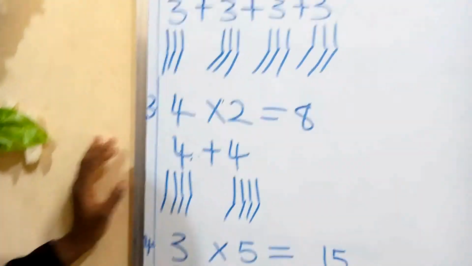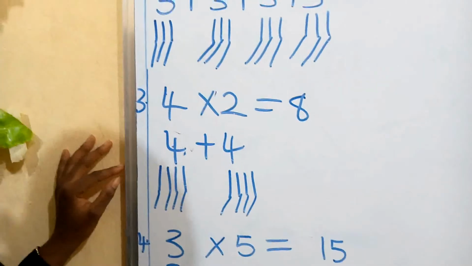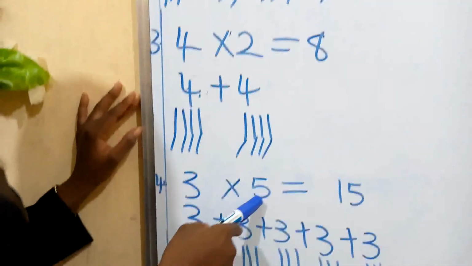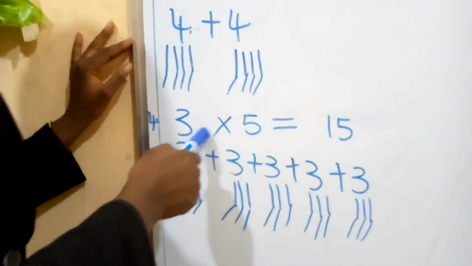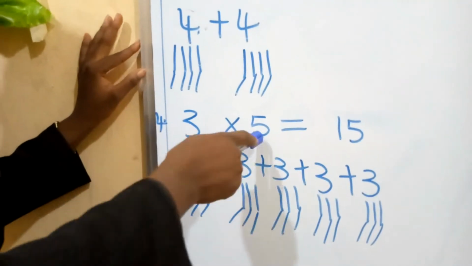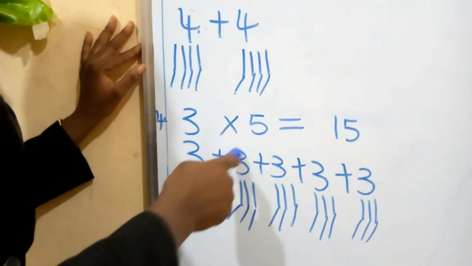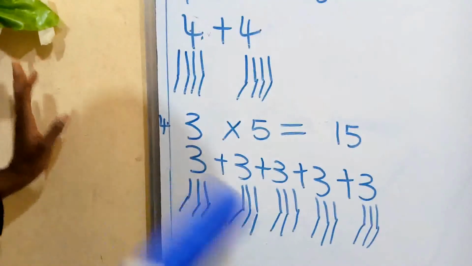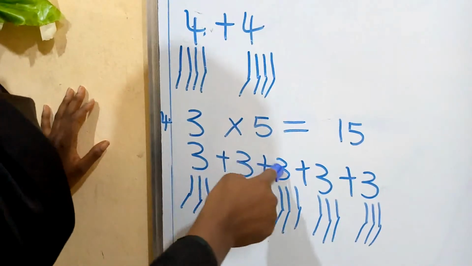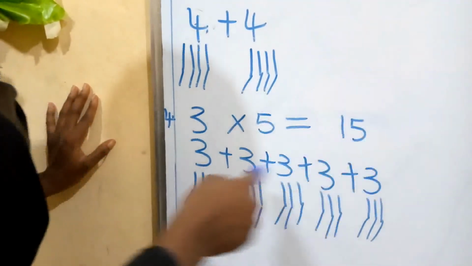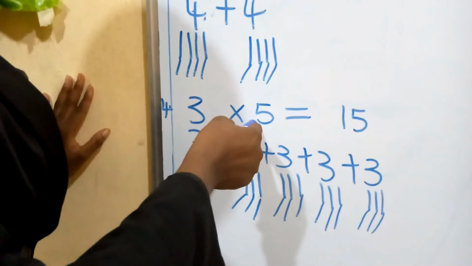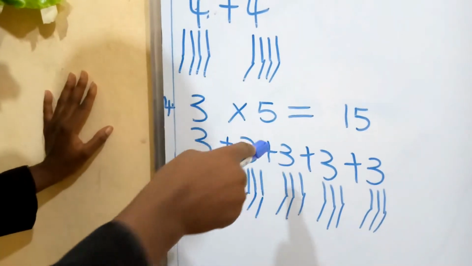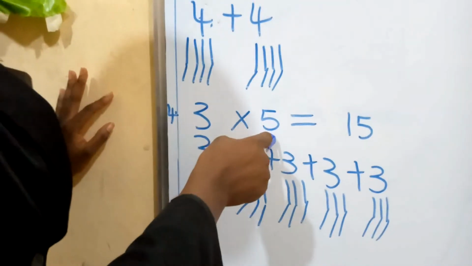So here, we have 3 times 5. 3 times what? 5. That means 3 in how many places? 5 places. So now look at all the 3s we have. How many 3s are here? Let's count. 1, 2, 3, 4, 5. So your 3 must be in 5 places. To get the correct answer, your 3 must be 5 times.